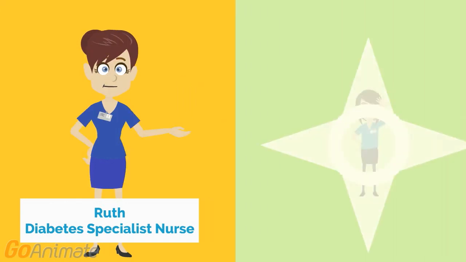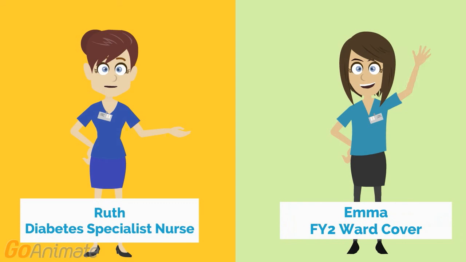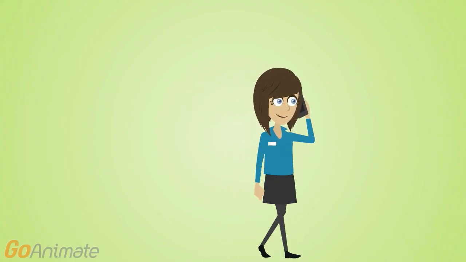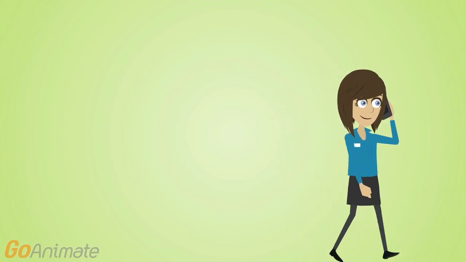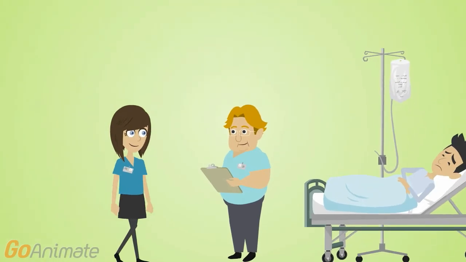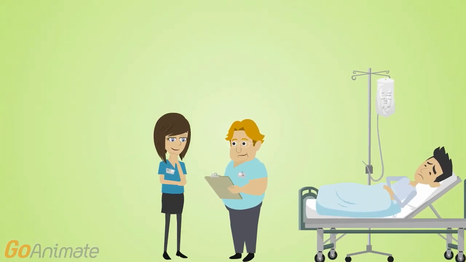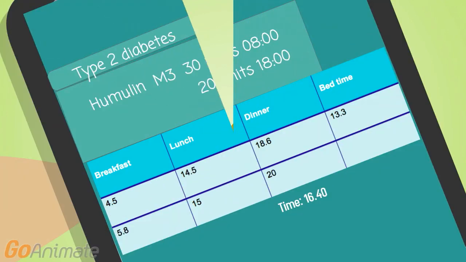But before that, meet Emma. Emma is the ward cover FY2 this weekend. Emma had a call from the ward sister to review a patient with high blood glucose levels. Emma saw the blood glucose chart. Ward sister was worried about the blood glucose of 20.